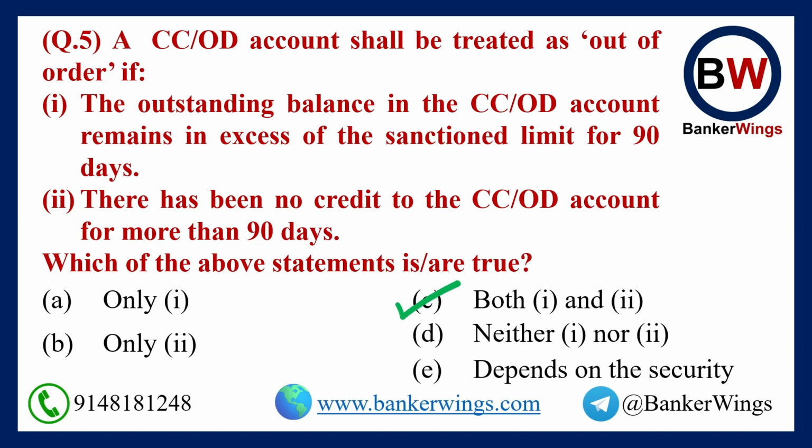So a CC or OD account will be treated as out of order or NPA if the outstanding balance in the account remains in excess for more than 90 days, or if there has been no credit to the account for more than 90 days. Even if the balance is below the limit, for example, you have taken a 5 lakh CC from your bank, but you have drawn only 1 lakh, let us say. You can still draw 4 lakh from it, but you have to service interest for the 1 lakh that you have drawn. If you do not service it, even then the account will be out of order and hence NPA.